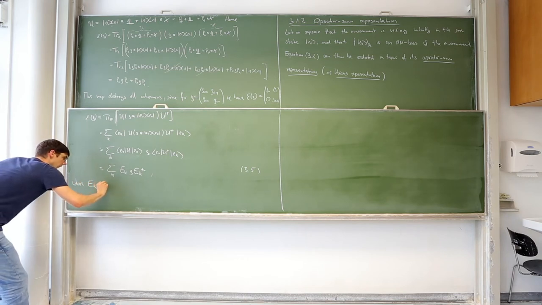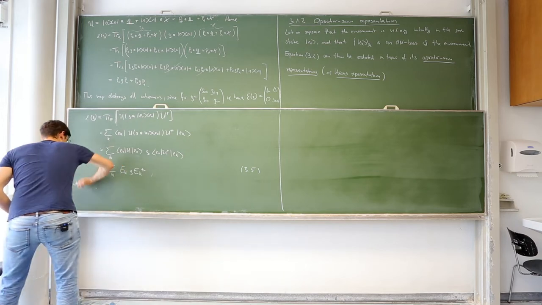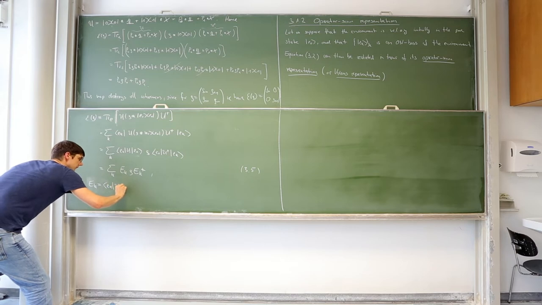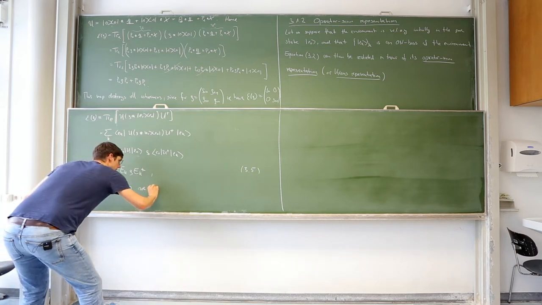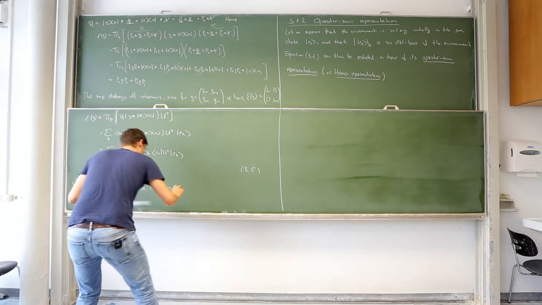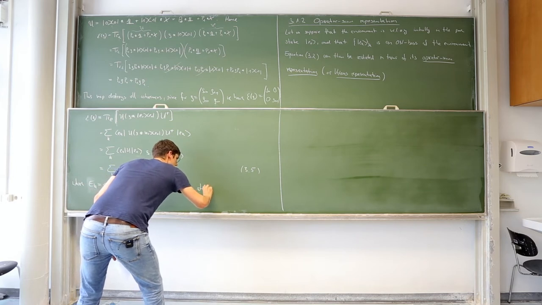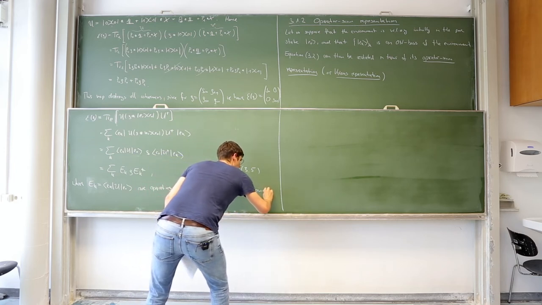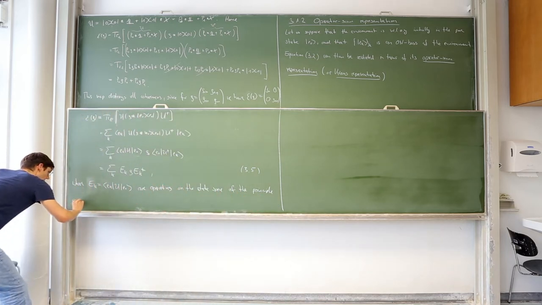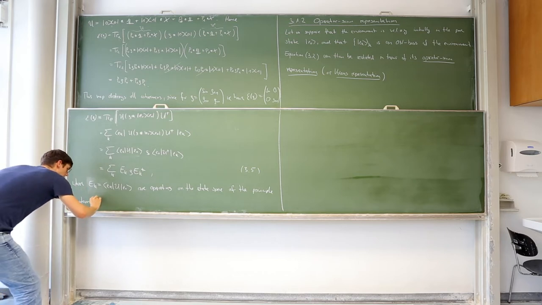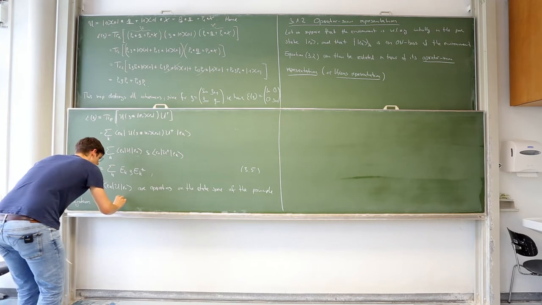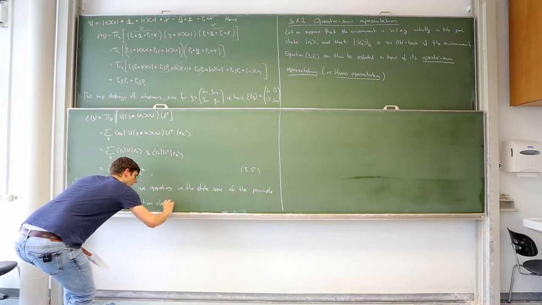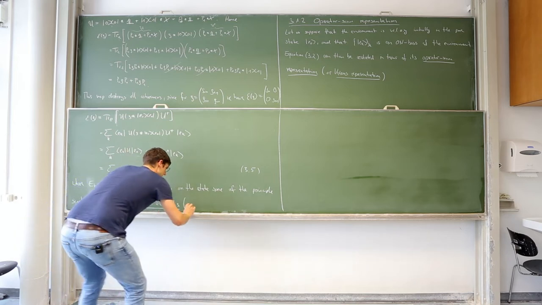Where Ek are operators, where Ek is equal to this expression, are operators on the state space of the principal system, and they are known as the operation elements. Or sometimes called Kraus operators.